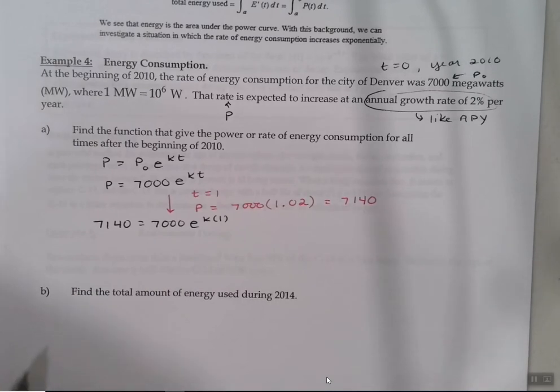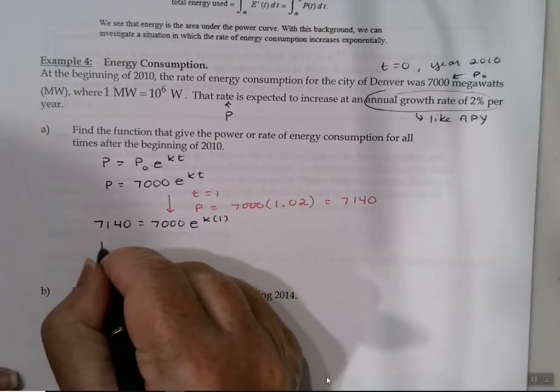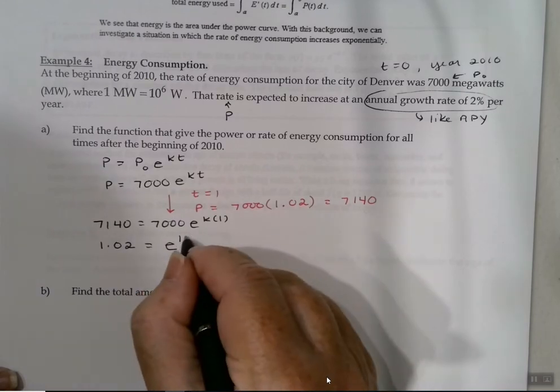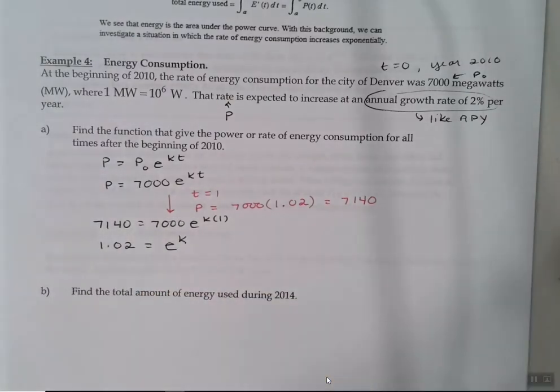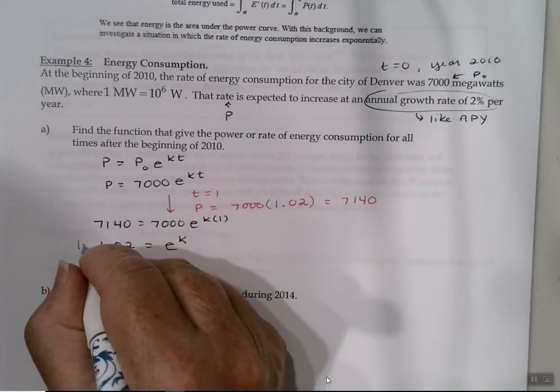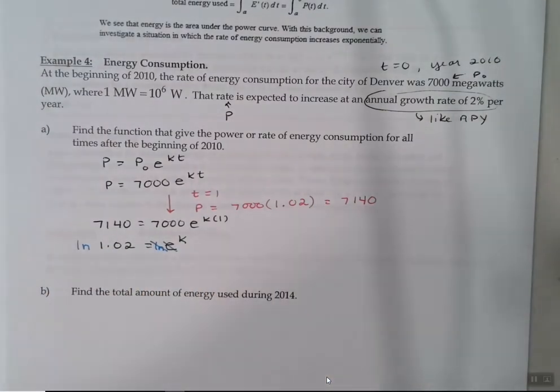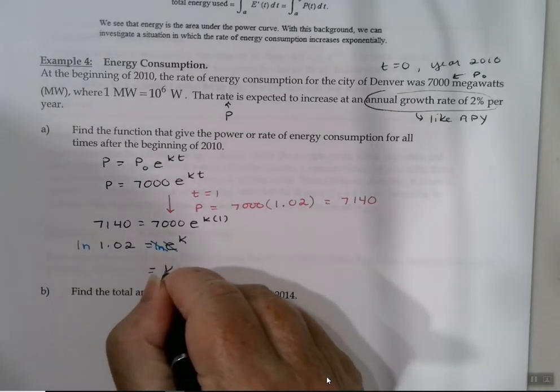7,140 divided by 7,000, of course, is going to give us our 1.02 back again. And that's just going to equal e to the k. In order to solve for k, all I need to do is take the natural log of both sides. And so k is the natural log of 1.02.